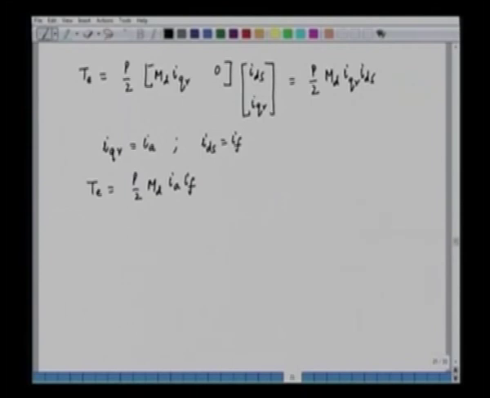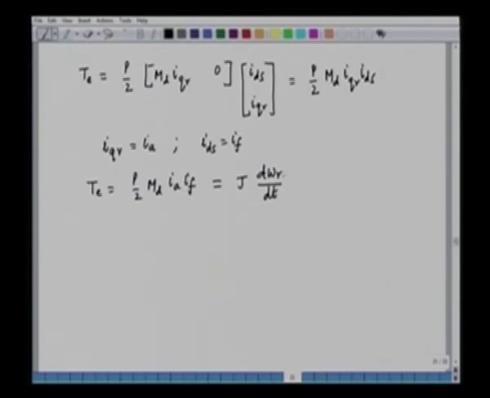How do we find the speed from the torque? This is our torque equation. So we can write down the electromechanical equation to find out the speed. Now that's equal to J d omega r by dt. Now omega r is the electrical speed.